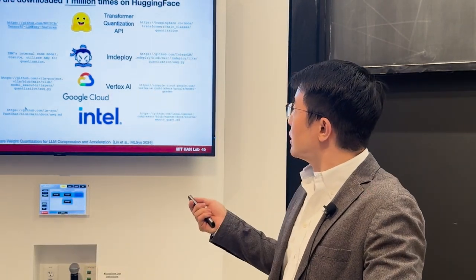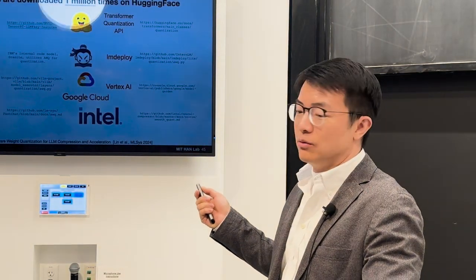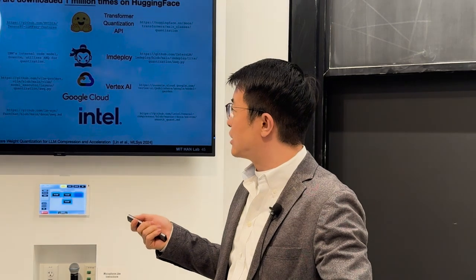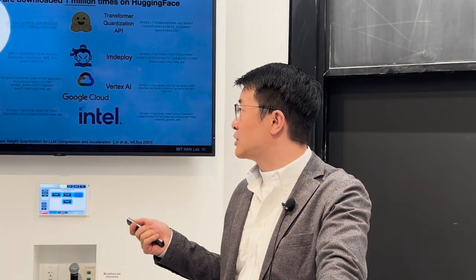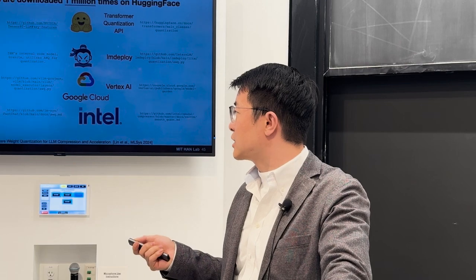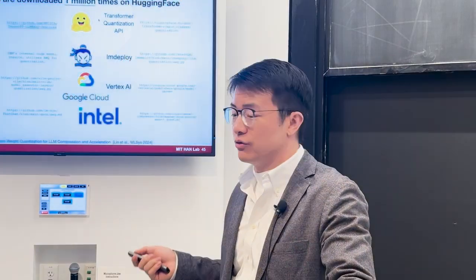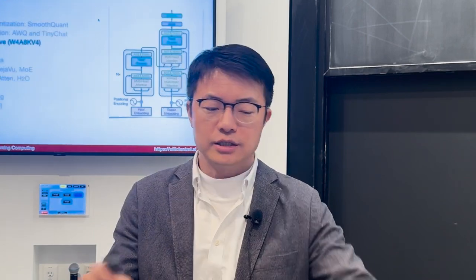AWQ also has a lot of downloads and uses. At the time when we made the slides, it was 1 million downloads, but now it's already over 6 million downloads on Hugging Face. It is being used by NVIDIA TensorRT-LLM, which is a flagship library for large language model deployment and inference, IBM, Berkeley, Chat, Hugging Face Transformers, etc. All right, let's take a break before we jump into the next part.